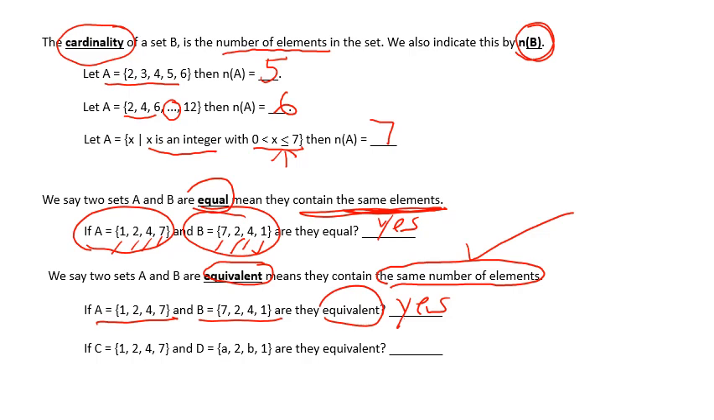Given the set C and the set D, are they equivalent? Set C contains 4 elements. Set D contains 4 elements. And so, yes, they are equivalent.